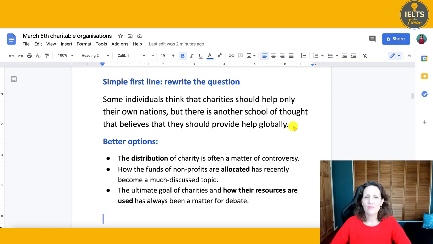I hope that helped you look at these band nine or model essays from a slightly different perspective. Don't rely on them. Focus on improving your own writing through reading good models and through reading academic writing more generally.